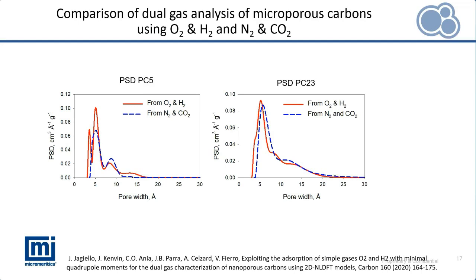This slide shows the PSD results for 2 carbons introduced earlier in this presentation. It is clear that by using hydrogen, we expand the range of characterization of the pore size distribution to lower pore sizes. This may be important for the characterization of biochars and hard carbons for batteries.